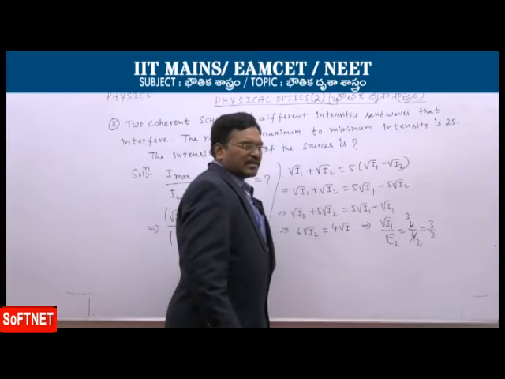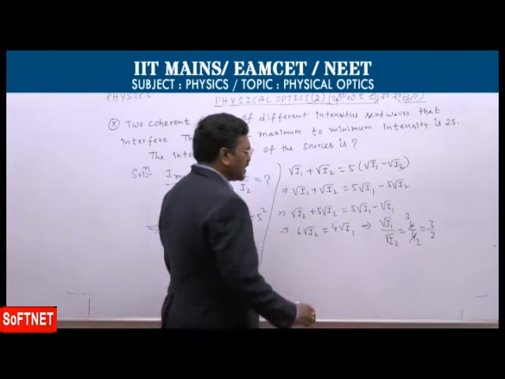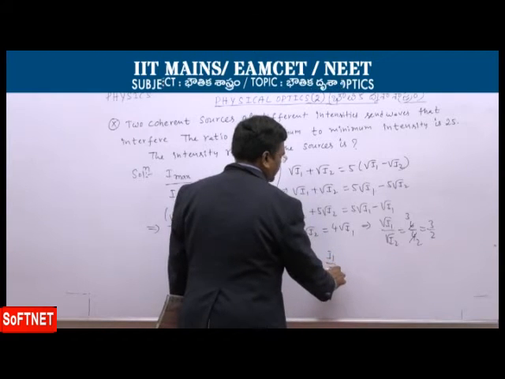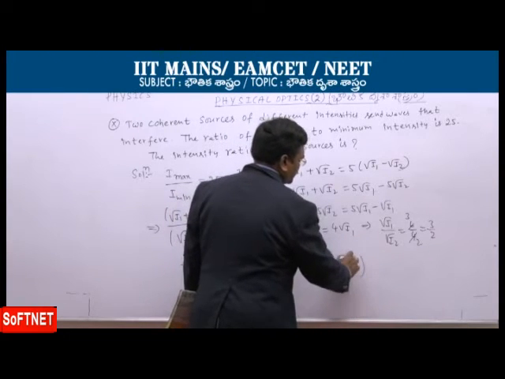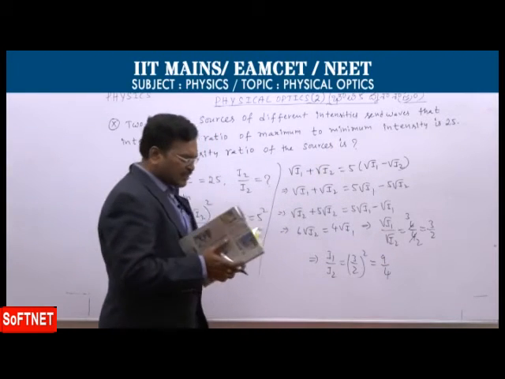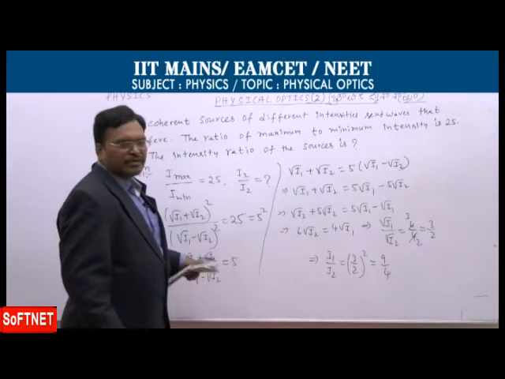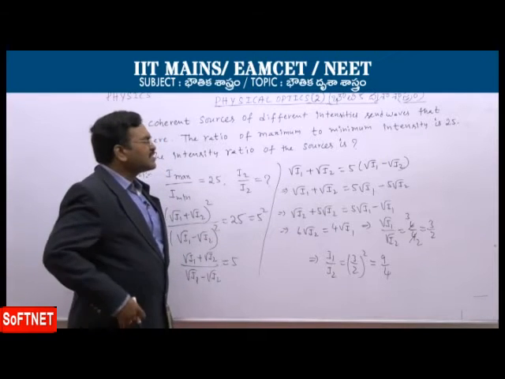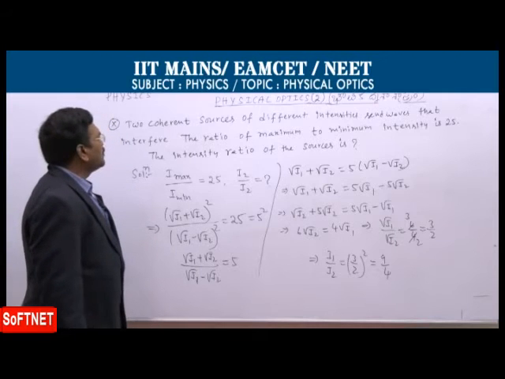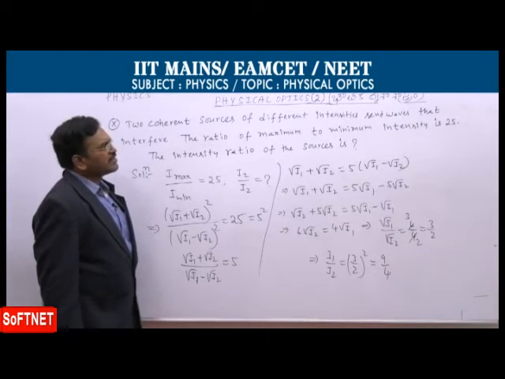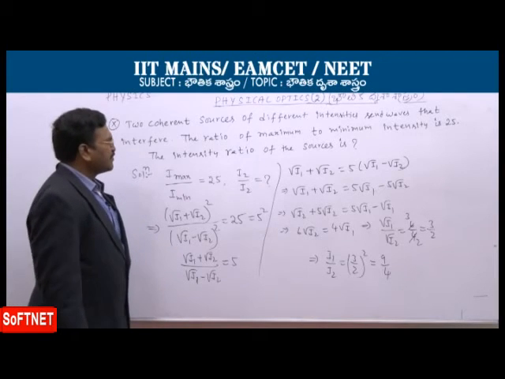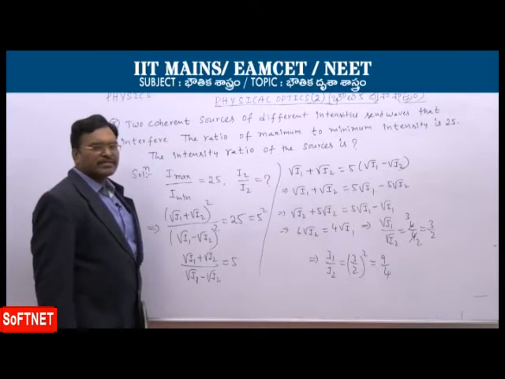Yes, squaring on both sides, what are we getting now? Root I1 by I2 whole square, so I1 by I2 is equal to 3 by 2 whole square. 3 by 2 whole square is 9 by 4. So what is the answer now? 9 by 4, 9 is to 4. Is it clear? What is the given question? The ratio of maximum to minimum intensity is given, for two coherent sources of different intensities whose waves interfere. The ratio of maximum to minimum intensity is 25, and they are asking for the intensity ratio of the sources.